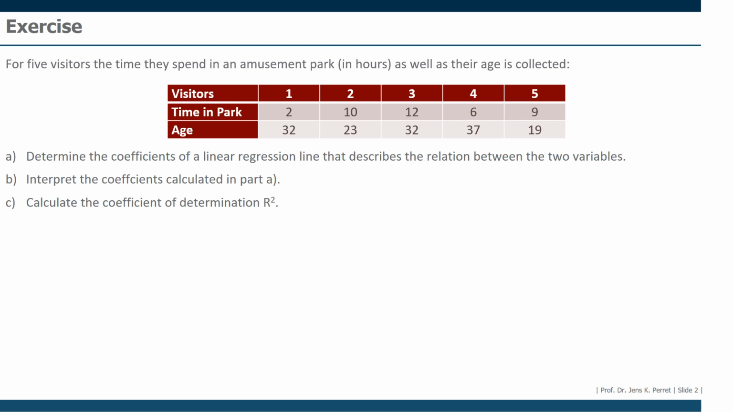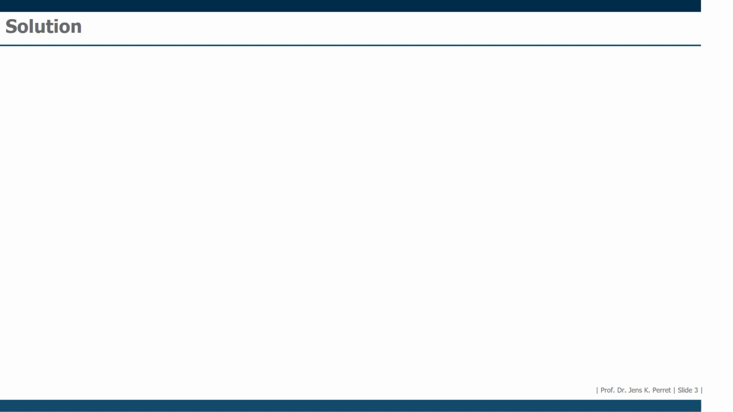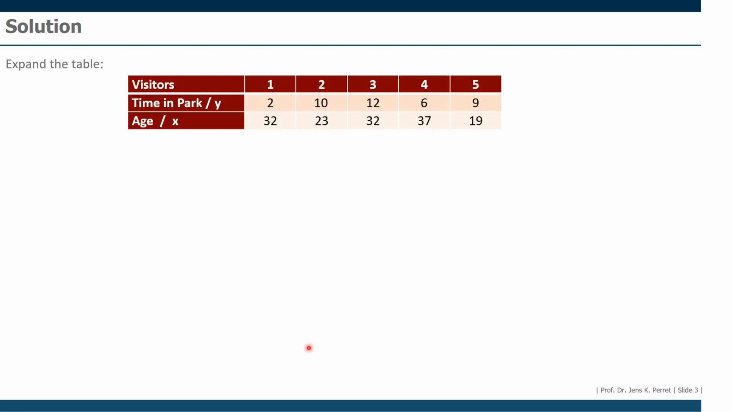So let's start with the first one. For this, we're going to copy our data table from before, and we're going to decide which of the 2 variables is the dependent and which is the independent variable. Because with regression analysis, as compared to correlations, it matters which is X and which is Y, because we assume that X drives Y. Well, in this case, it's relatively clear cut. The age impacts the time in the park, not the other way around. So age is the X variable, time spent in the park is the Y variable.